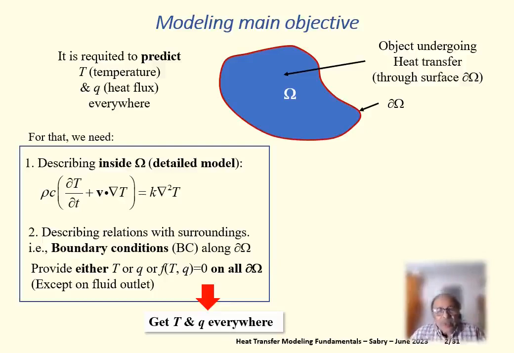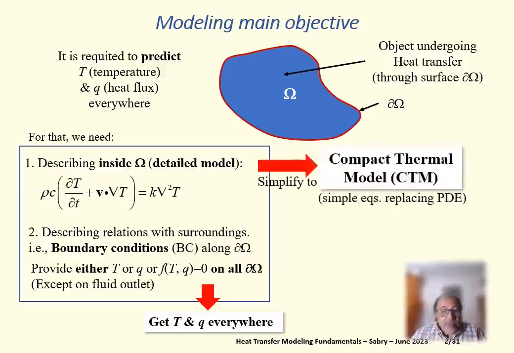Now, we don't always use the partial differential equation because it's a complicated thing. We cannot always obtain an analytic solution, and even if we do a numerical solution, it's not that simple. It's a rather complicated issue. So we usually revert to a replacement of the partial differential equations, which is called the detailed model. We replace it with what we call a compact thermal model, CTM.